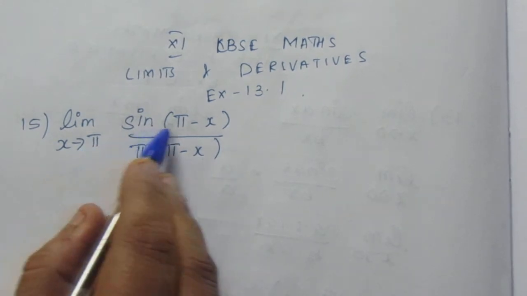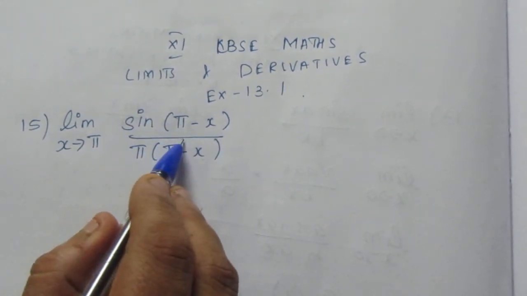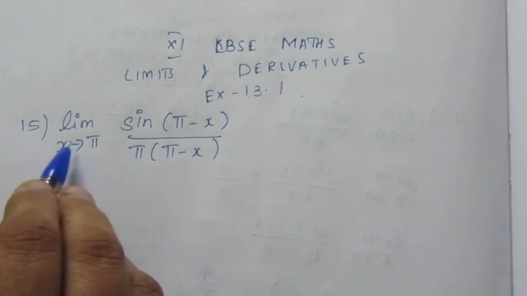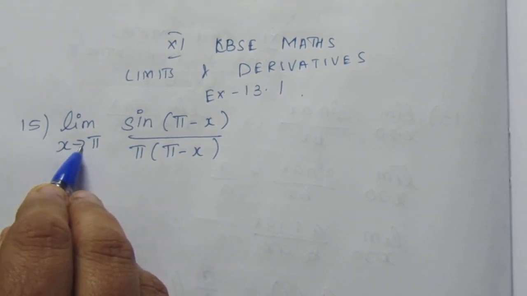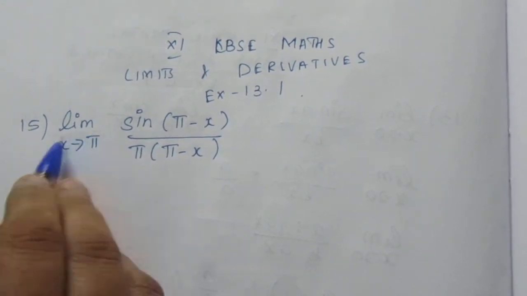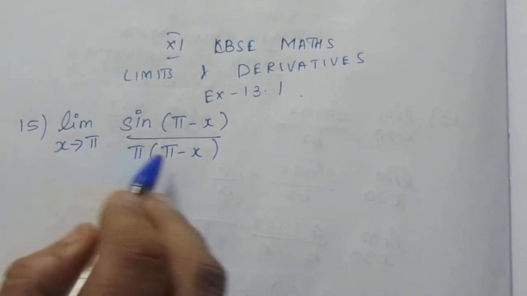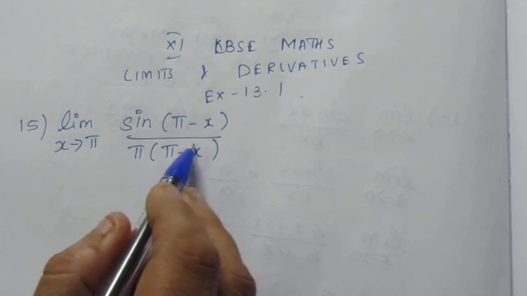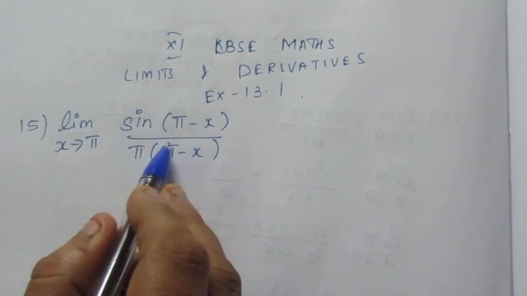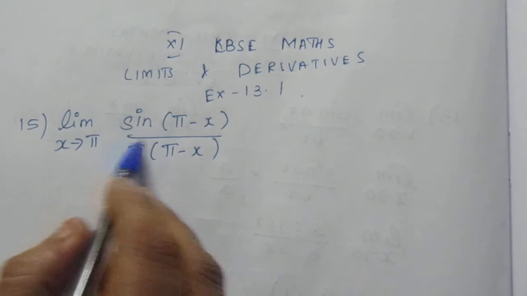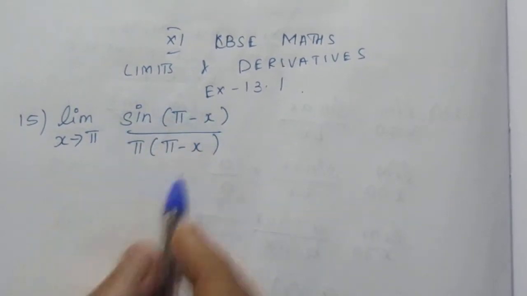Here we know the sine formula. We can apply that only when x tends to 0. Here x tends to pi, so we can't apply the formula. Let me try substituting the value of pi in place of x. Here the denominator will become 0, so even that I can't do. I can't take the sine formula also.